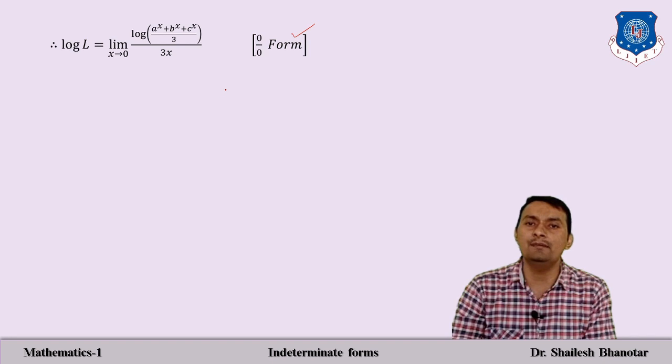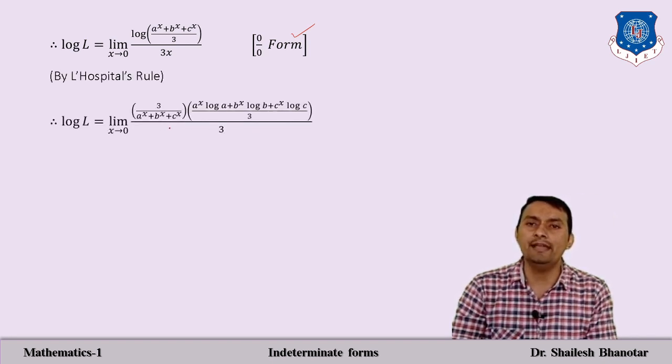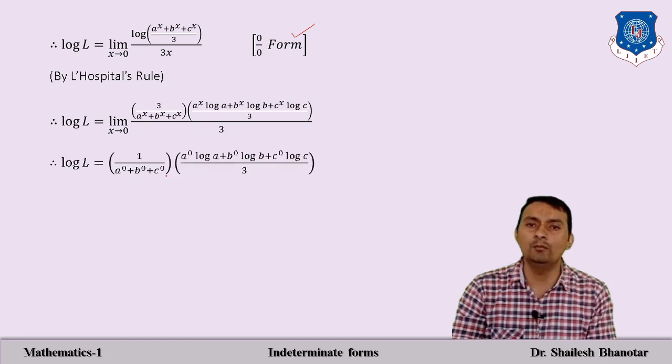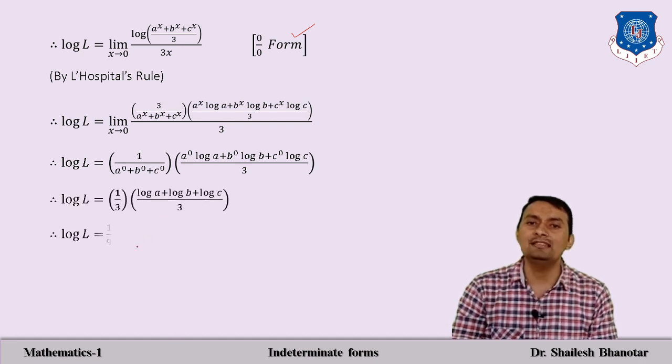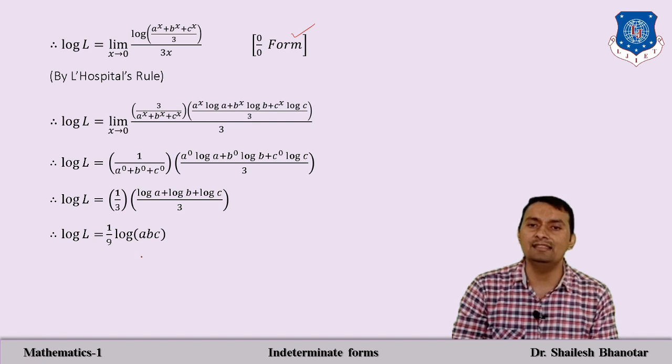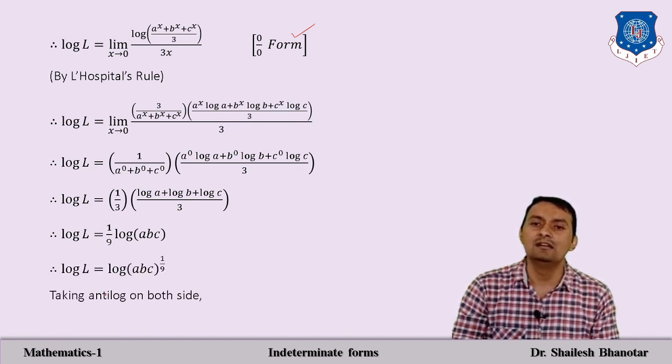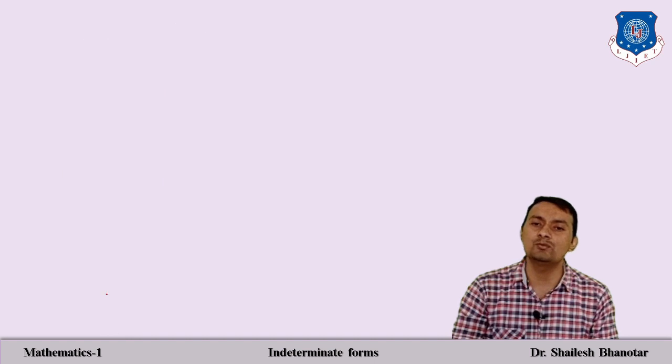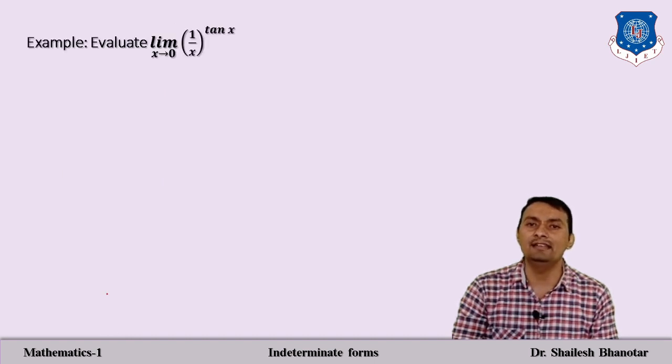That means we can apply L'Hopital's rule. So just take the derivative with respect to x for the numerator as well as the denominator. So we get this form, and if we put x is equal to 0 and simplify, we get the answer, that is 1 by 9 log abc, and that is exactly log L. But we know that when we apply the antilog on both sides, we get L is equal to abc raised to 1 by 9, and that is the final answer.